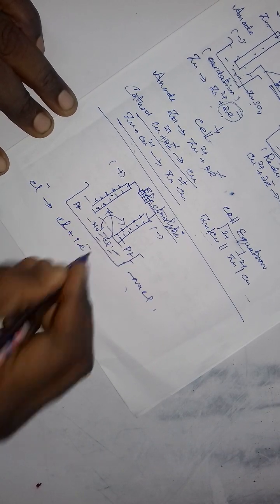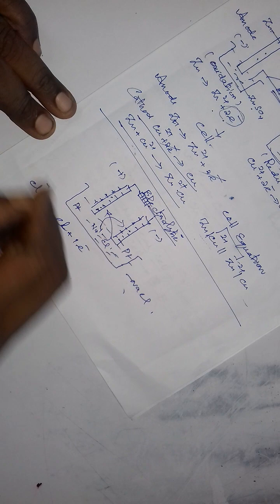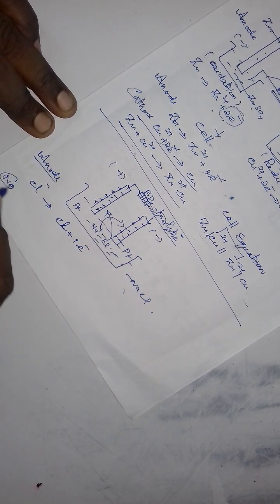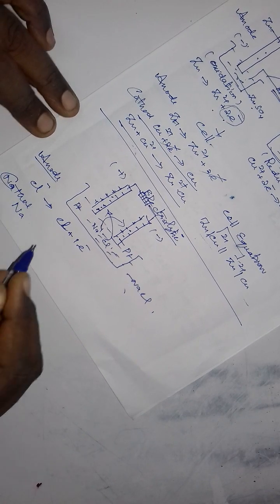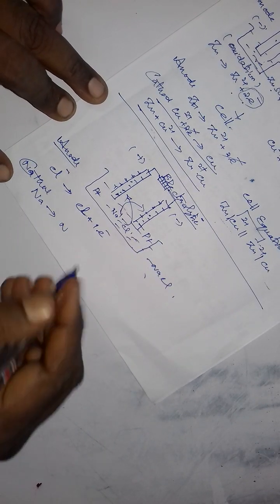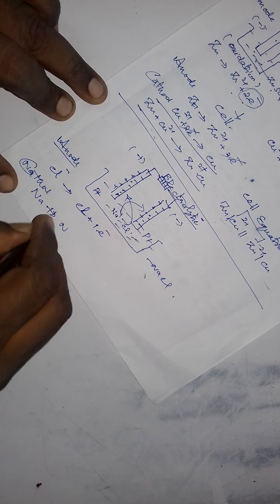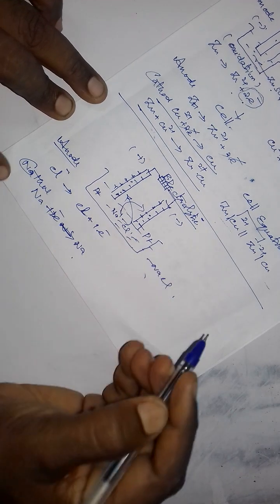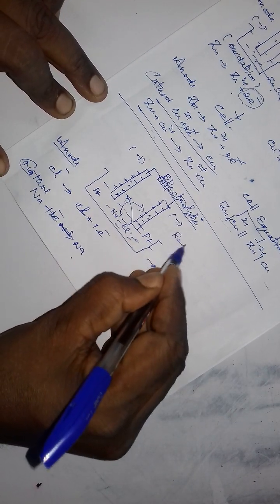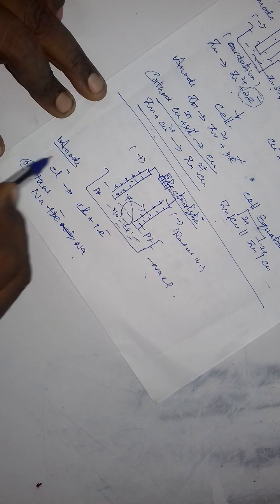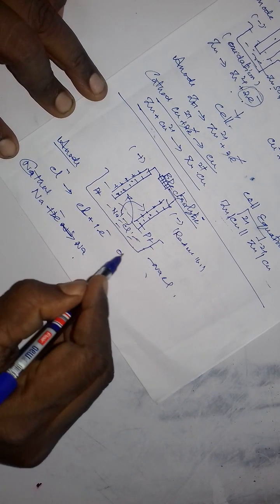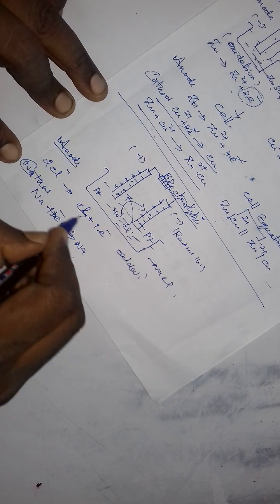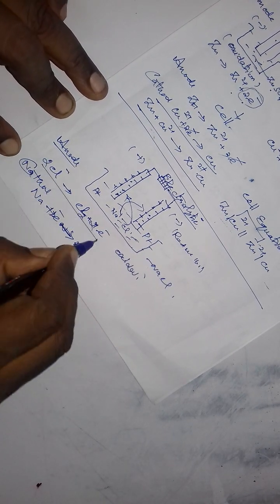At the anode, Cl minus gives Cl plus an electron. At the cathode, Na+ plus 1 electron gives Na. This is the reduction reaction, here at the cathode. Here at the anode the oxidation reaction takes place: 2Cl minus gives Cl2 plus 2 electrons. So this reaction takes place.